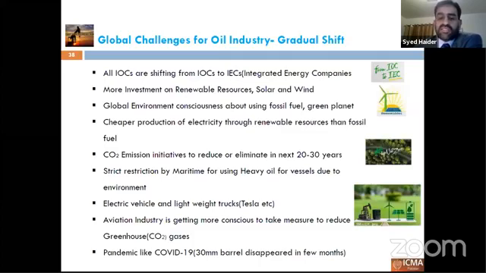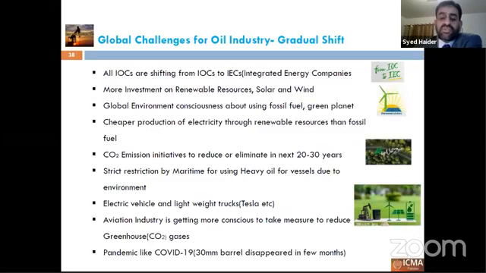Global environmental consciousness is increasing about fossil fuel. People want this planet to be greener, and the world's environmental groups are really focusing more on reducing the carbon footprint and the greenhouse gases. That's why the world is going to be using less fuel, with cheaper production of electricity through renewable resources than fossil fuel.